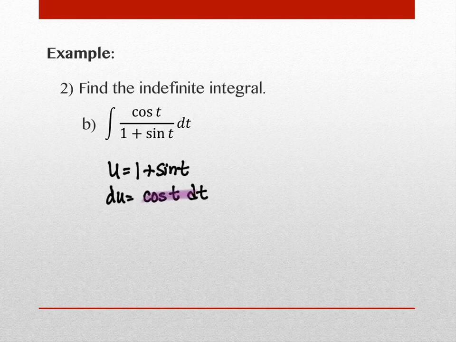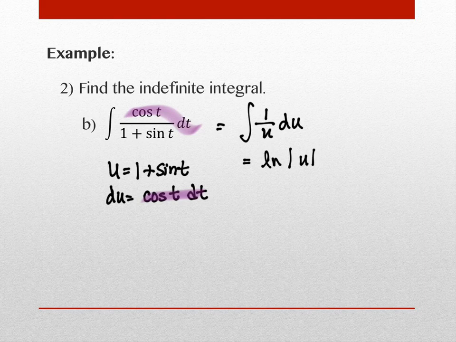Okay, we have cosine t dt in this problem, right? So the problem looks much like the ones we've done before at this point. We have 1 over u du. It's not even a very exciting one, right? Antiderivative of 1 over u, you know it. Natural log of the absolute value of u plus c.